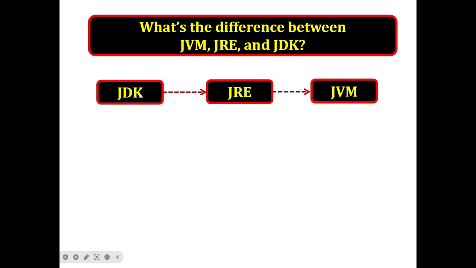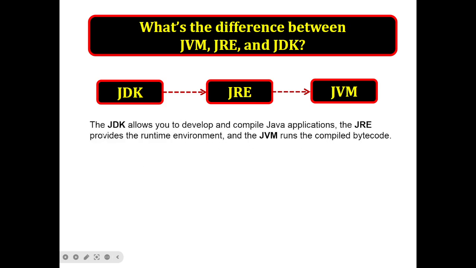At the JDK level, it helps us develop our application. It will compile it so that it generates the class file, and the class file will contain the bytecode. JRE provides the environment with which we can run our application or bytecode, and JVM will actually execute the bytecode. So this is the sequence you need to understand, and this is exactly what each one is doing.